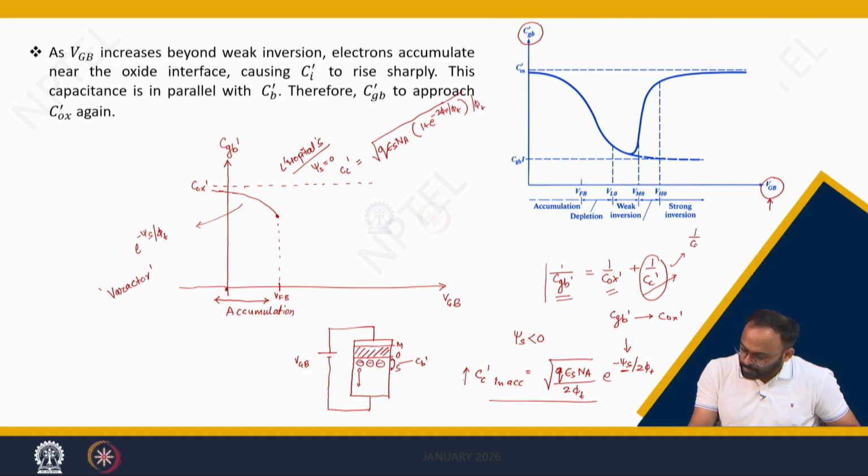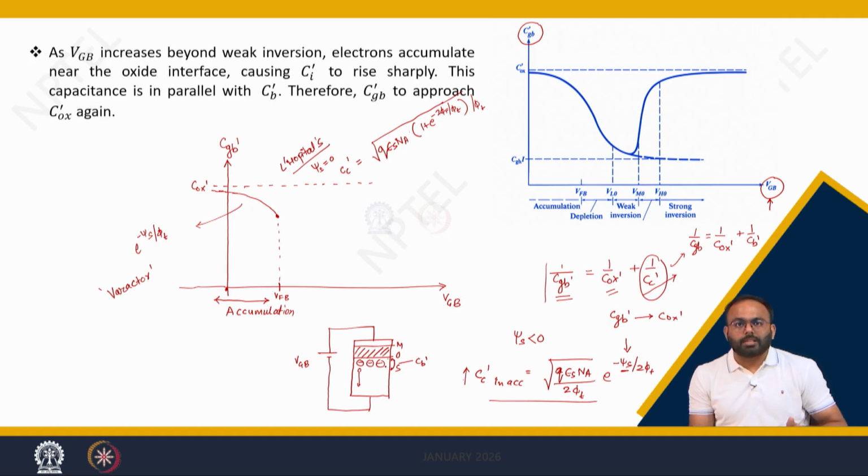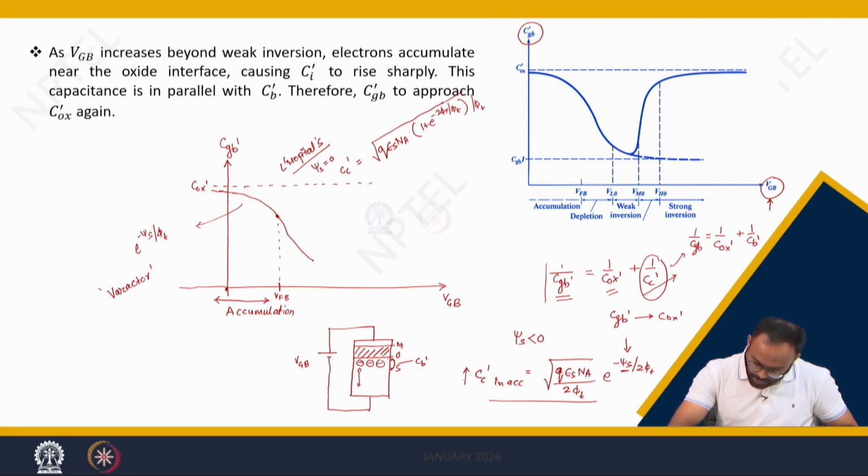So, overall Cgb dash till depletion can be given by 1 over Cox dash plus 1 over Cb dash. As the depletion thickness increases, the overall capacitance will reduce. So, you have a decline trend till flat band. This is VLO. So, VLO is the voltage of VGB corresponding to which the surface potential is phi f. So, in this psi s is equal to phi f. So, you are in depletion.